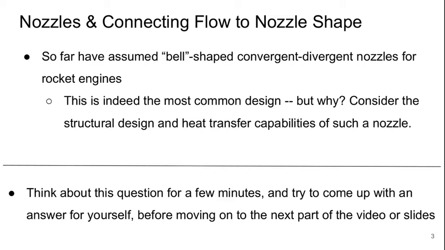So far we've assumed that we were dealing with bell-shaped nozzles, which are this typical converging, diverging nozzle shape, and this is what we've been assuming that our rocket nozzle shapes are. Indeed, this is the most common design, but why do you think that is?